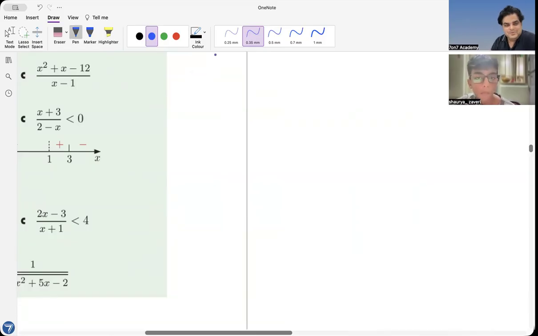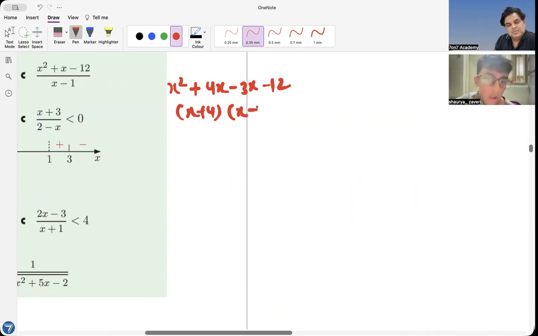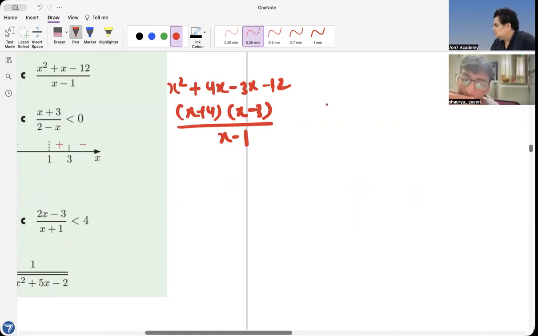If I want to do this, how will I do it? Can I factorize the numerator? The numerator x square plus 4x minus 3x minus 12 factorizes as x plus 4 and x minus 3, over x minus 1. Then in the roots, root minus 5 is not a real root, right? Root minus 5 is not a real root.